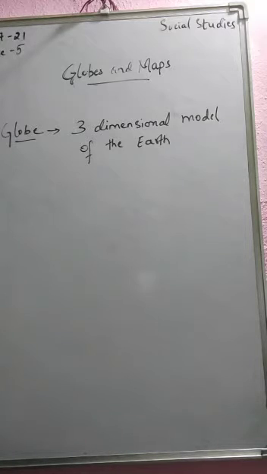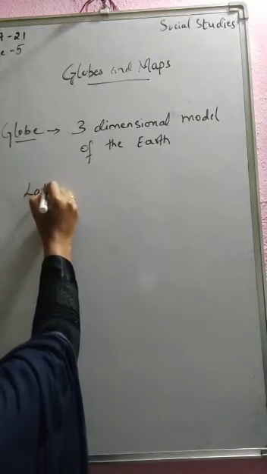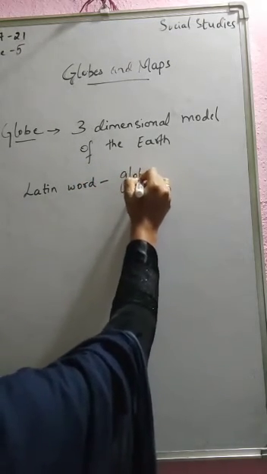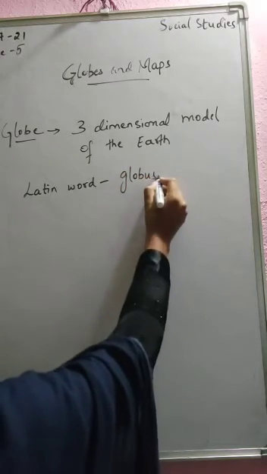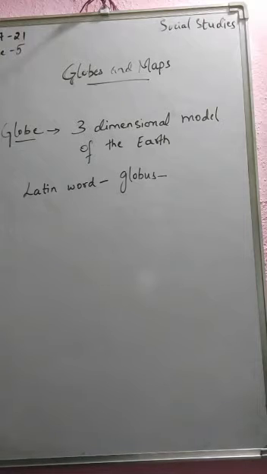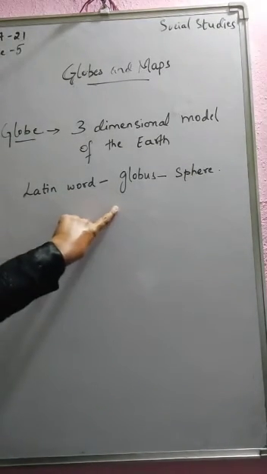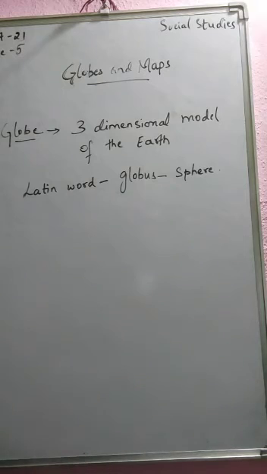So, from where did the word come into existence? It is taken from the Latin word globus, which means a sphere. Okay, it is taken from the Latin word globus, which means sphere. So, it is the actual representation of the earth. See, if you have a look at the globe, it represents the earth completely and accurately.